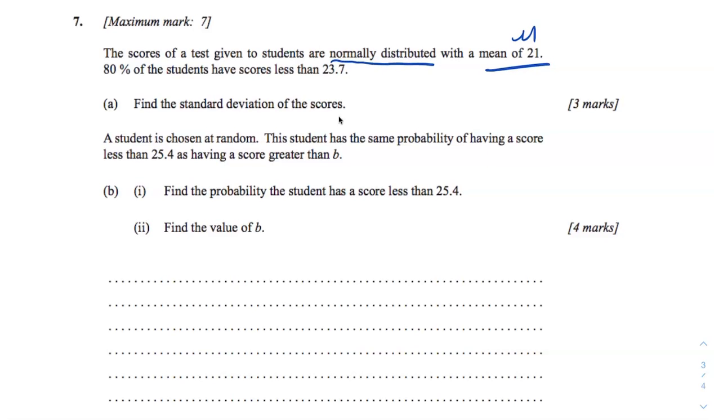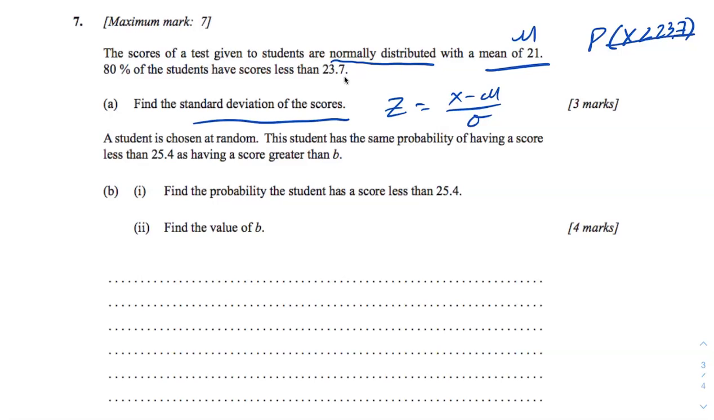So remember, anytime we have to find that, we have to use this formula. The standard normal. So, a big part of that is understanding what this is. 80% of students score less than 23.7. So you have to know how to rewrite that. So, the probability that you scored less than 23.7.